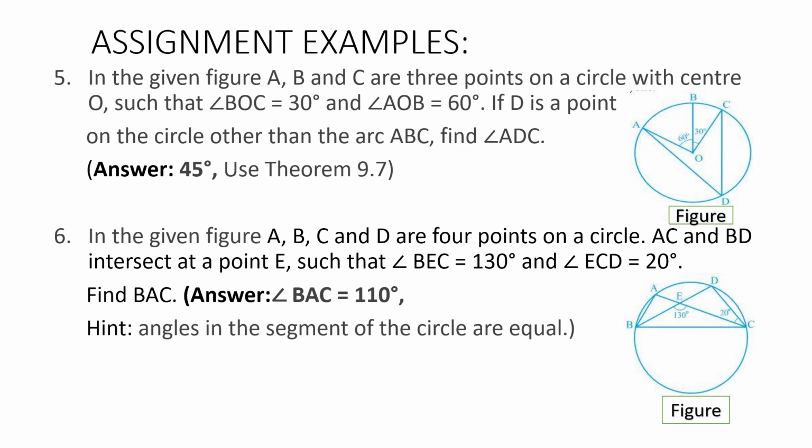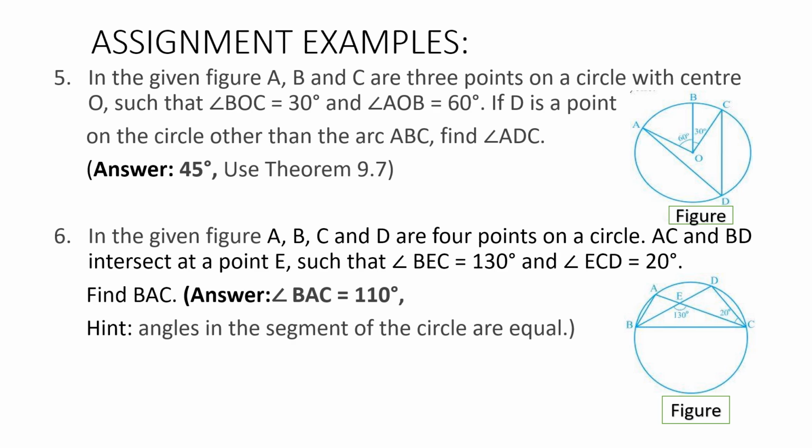Assignment example 5. In the given figure, A, B and C are 3 points on a circle with center O such that angle BOC is 30 degrees and angle AOB is 60 degrees. If D is a point on the circle other than the arc ABC, find angle ADC. The answer is 45 degrees and the hint is use theorem 9.7.